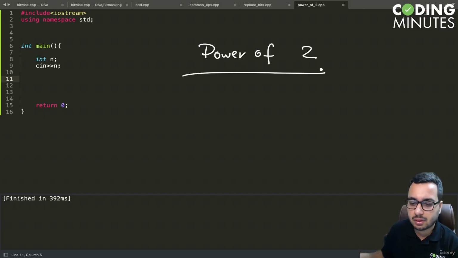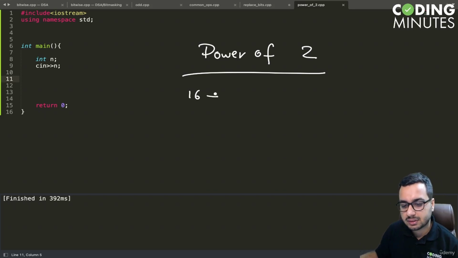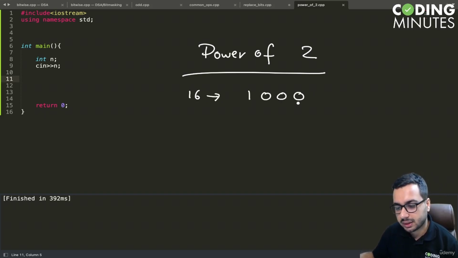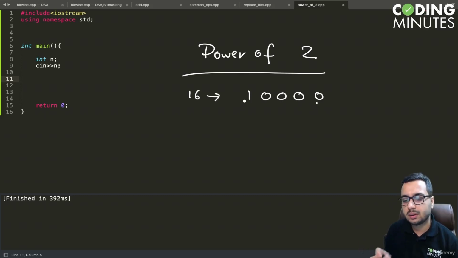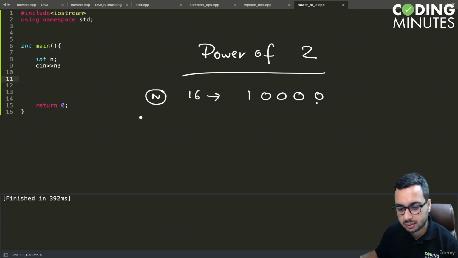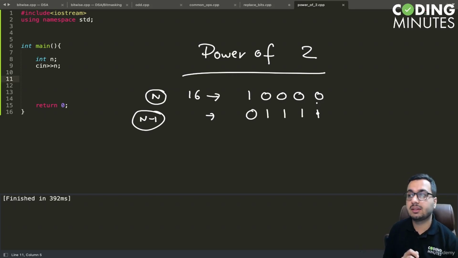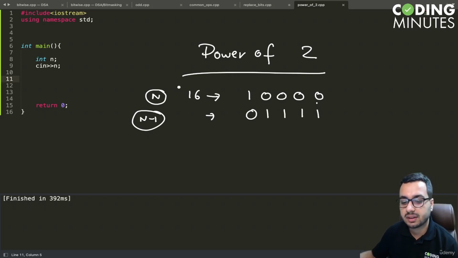So let us talk about a power of 2. Let's say 16 is a number which is a power of 2, or 8 is a number which is a power of 2. So what is 16? 16 in binary looks like this. Let's say this number is n. Can you tell me what would be n minus 1? Clearly, if n is a power of 2, then the previous number would look something like this. So this number is actually 15.